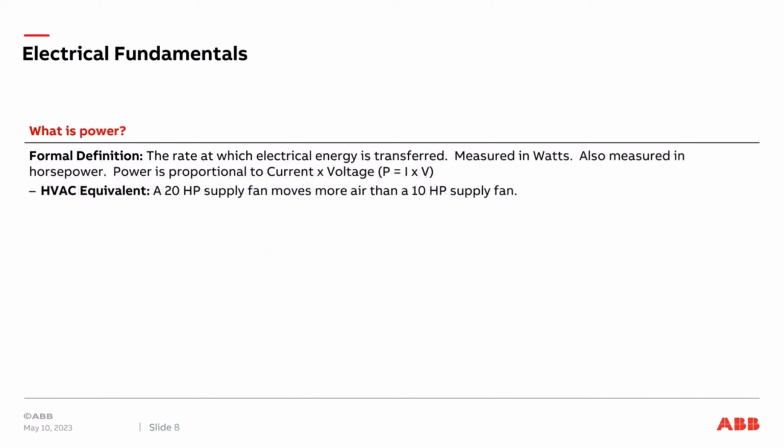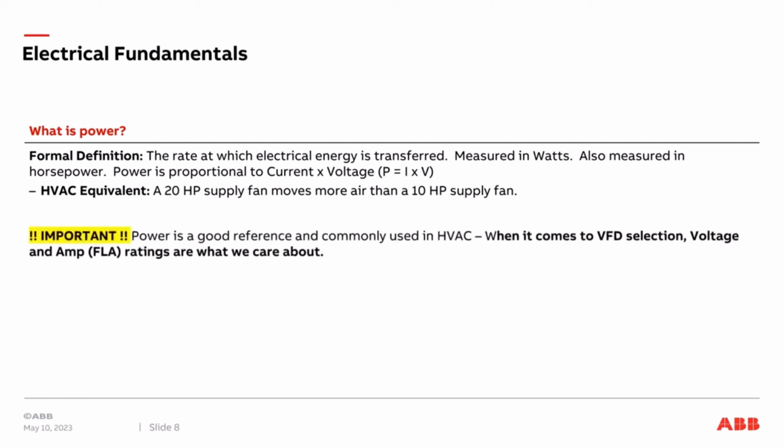What is power? The formal definition of power is the rate at which electrical energy is transferred. It's measured in watts. It's also measured in horsepower. Power is proportional to current times voltage. The HVAC equivalent would be saying a 20 horsepower supply fan moves more air than a 10 horsepower supply fan because it's a larger horsepower.